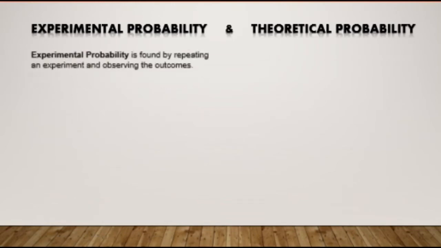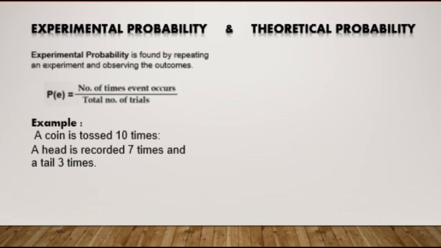Experimental probability is found by repeating an experiment and observing the outcomes. Formula: P of event is equal to the number of times the event occurs over the total number of trials. Example, a coin is tossed 10 times, a head is recorded 7 times, and a tail 3 times. So, P of head is equal to 7 over 10. 7 is the number of times head occurs, and the total number of trials is 10. Alright? And for P of tail, the number of times tail occurs is 3, and the total number of trials is 10.